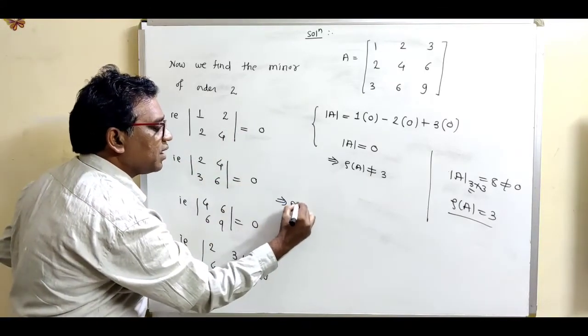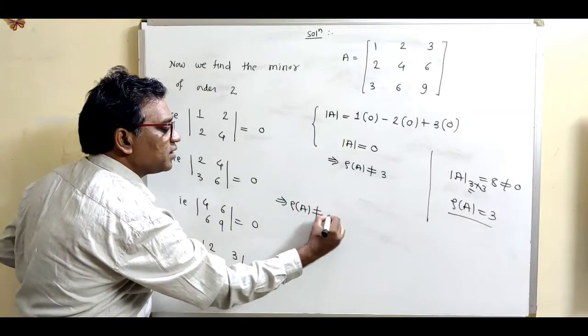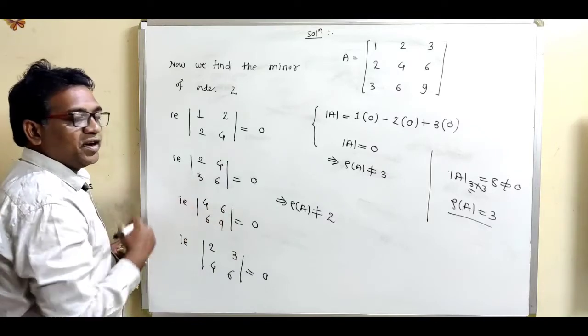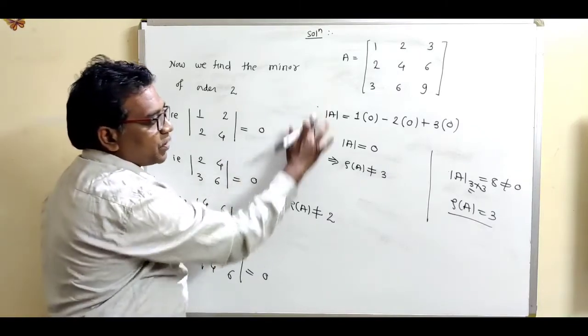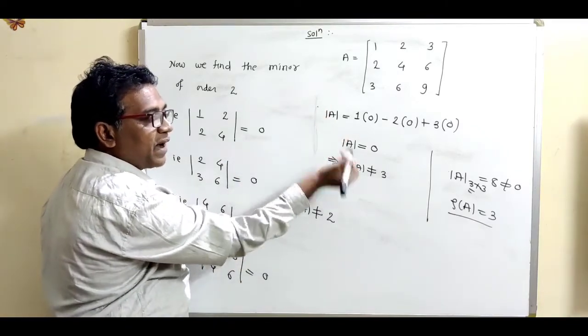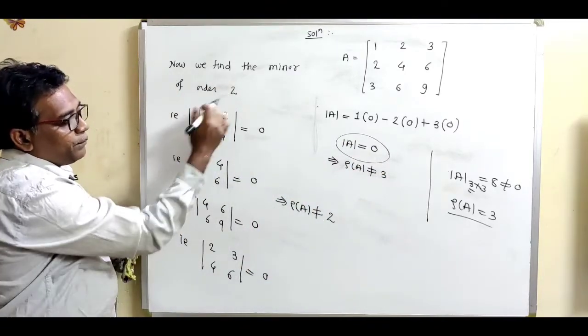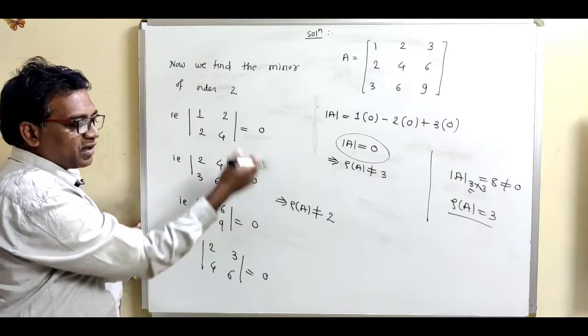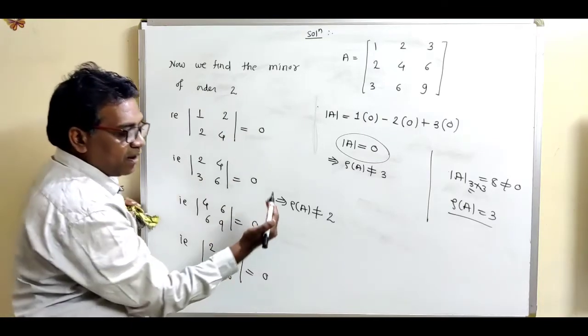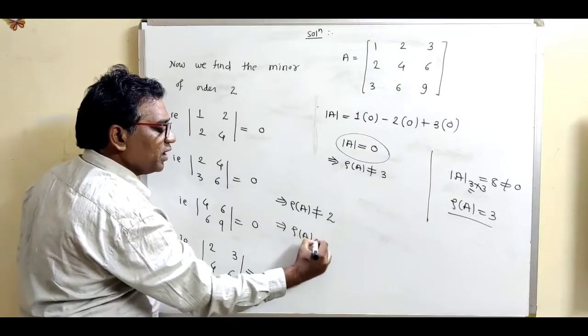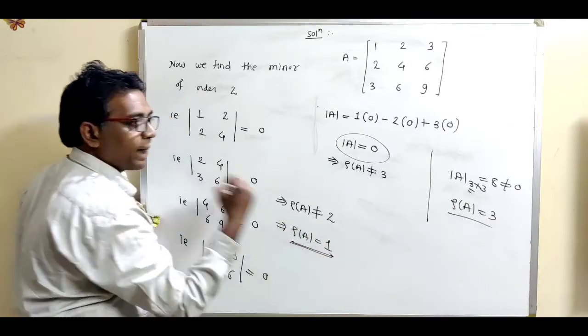So we can say that rank of A is not equal to 2. For rank we require a non-zero determinant. First of all, find out the determinant of order 3 by 3. If this is 0, then try for 2 by 2. If the determinant of order 2 by 2 is again 0, then we can say that rank of A is not equal to 2. So definitely rank of A is equal to 1.